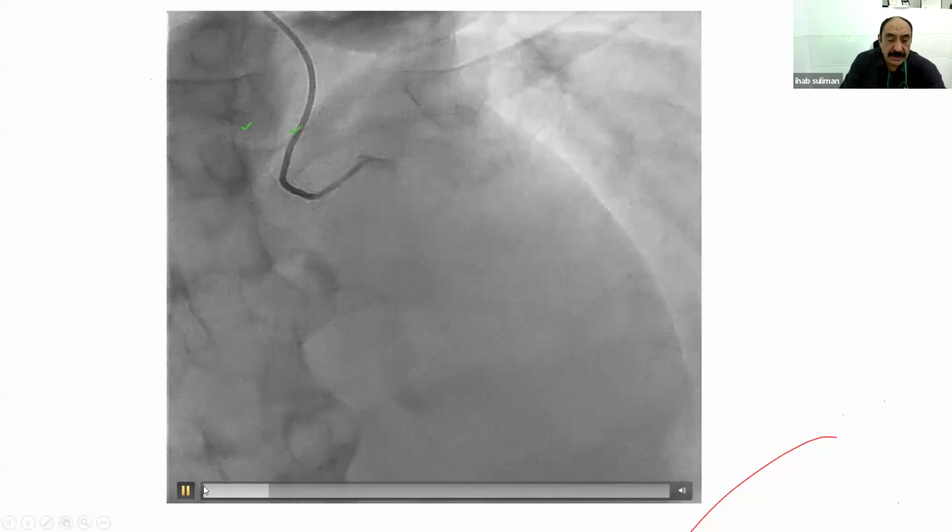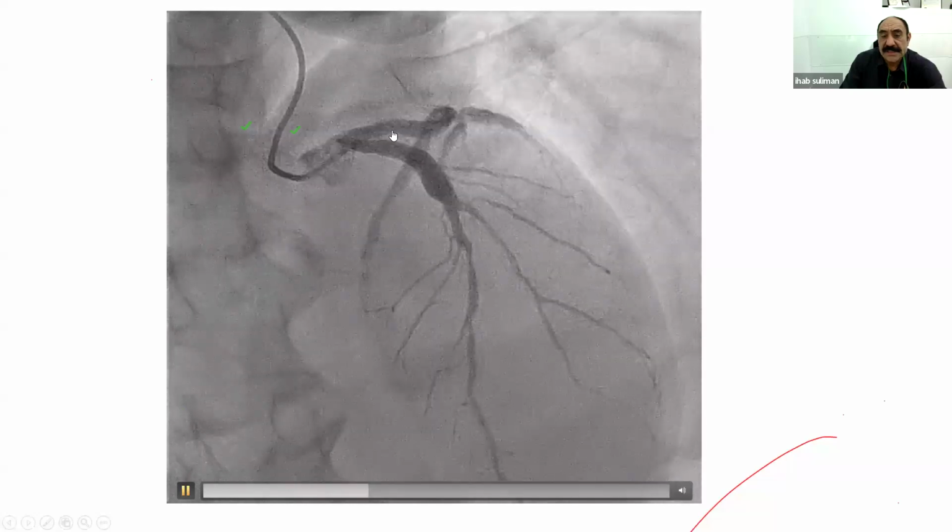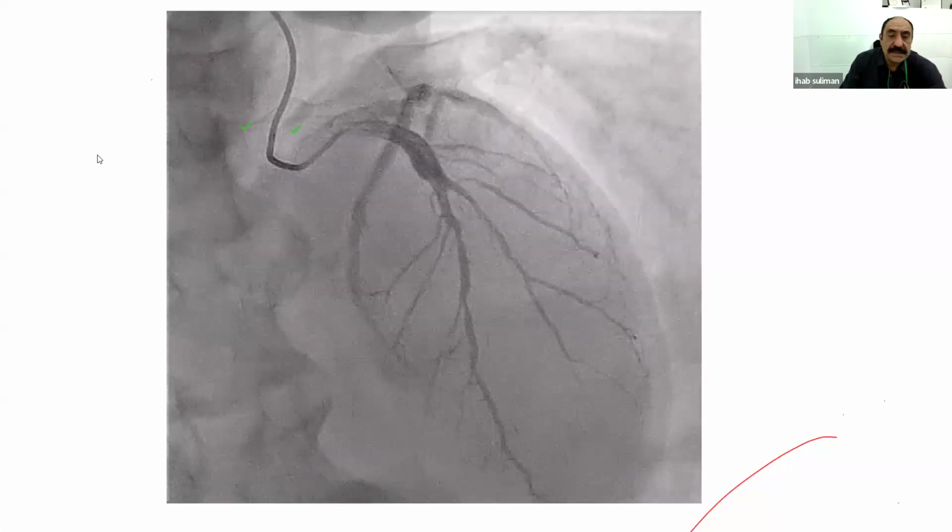So I am going to show you. So this is the LAD, which is diseased, and these are the diagonal branches which were occluded. So these were the cause of his South African flag sign.